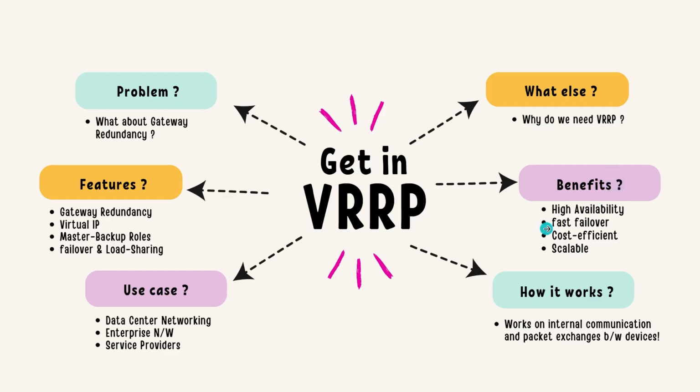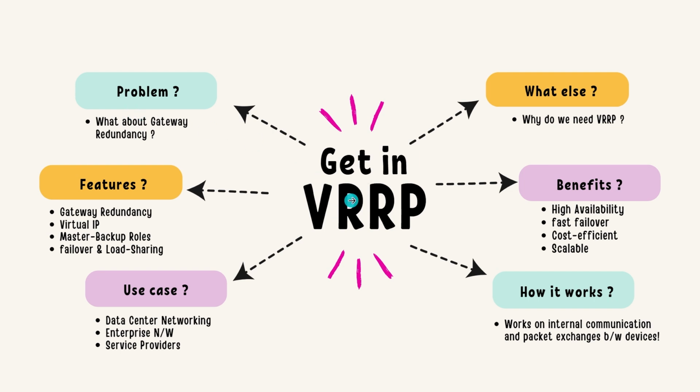So gateway is the entry and exit point of our network. What if that entry and exit point failed? In order to solve that, we must have something called gateway redundancy. So VRRP helps us to provide the gateway redundancy. That was the problem, and for the solution of this problem, we have VRRP.